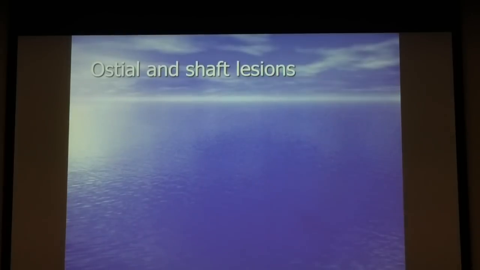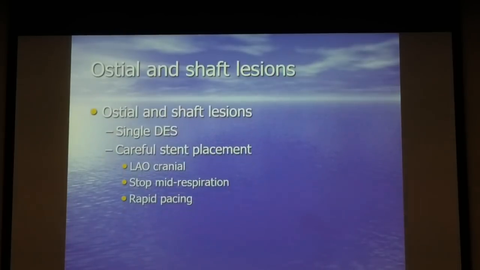Ostial and shaft lesions. A single drug-eluting stent is usually the main purpose for just shaft and ostial left main disease. Careful stent placement. A lot of times I see left main stents placed improperly, because if you have an ostial lesion, you really have to cover the ostium properly. And sometimes specific views can help you to do that.